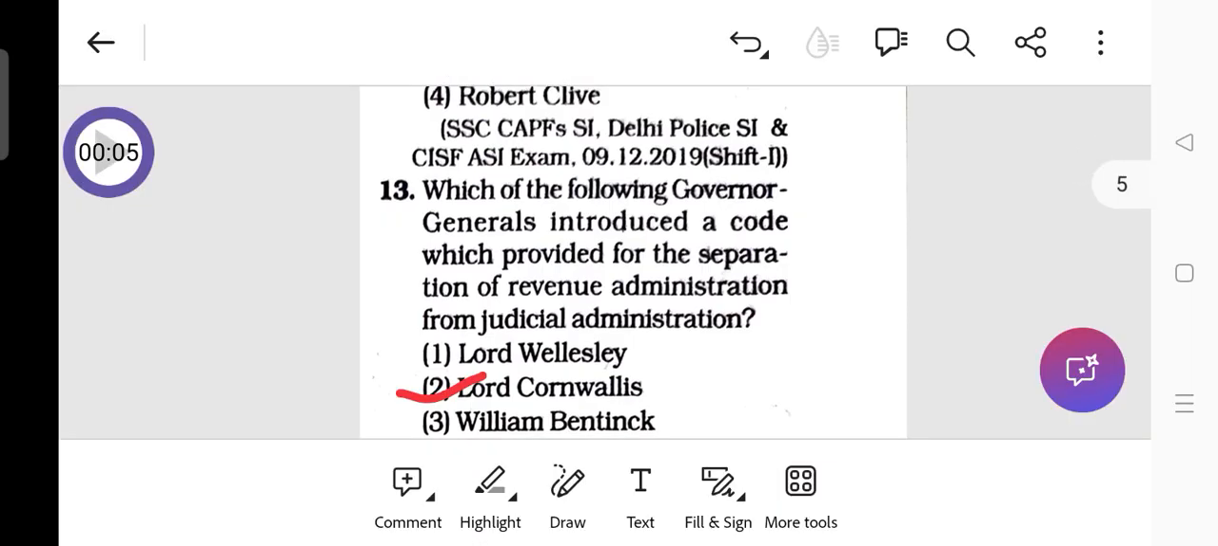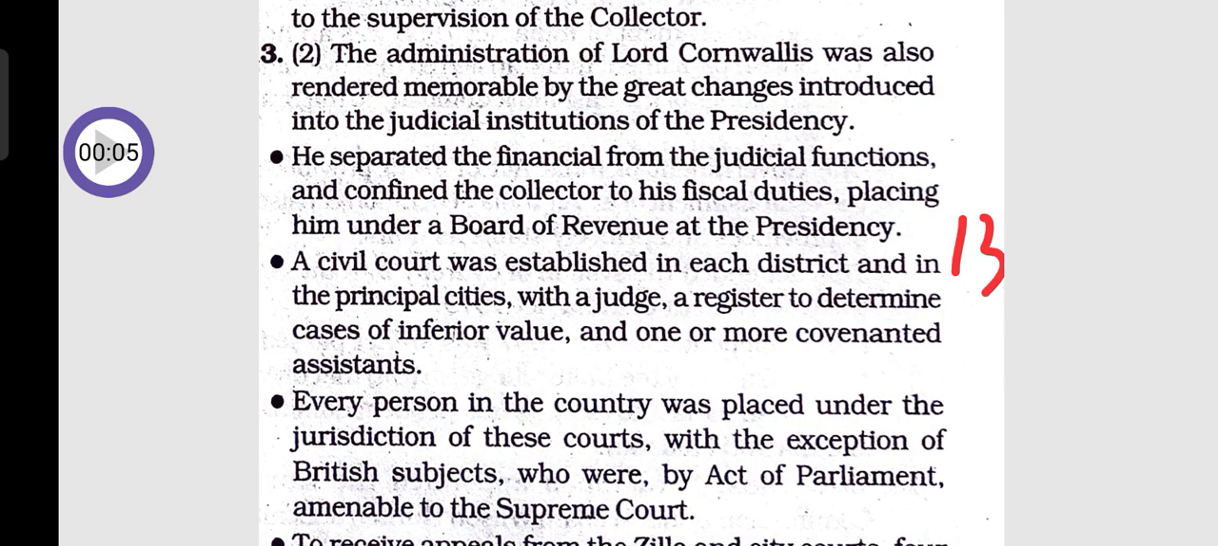So the answer is option 2, Lord Cornwallis. The administration of Lord Cornwallis was also rendered memorable by the great changes introduced into the judicial institutions of the presidency. He separated the financial from the judicial functions and confined the collector to his fiscal duties, placing him under a board of revenue at the presidency.